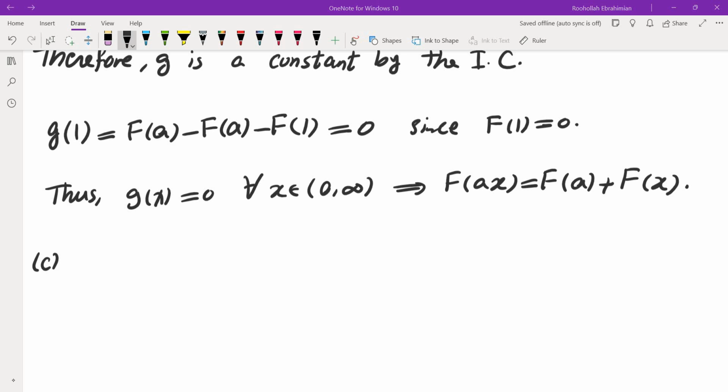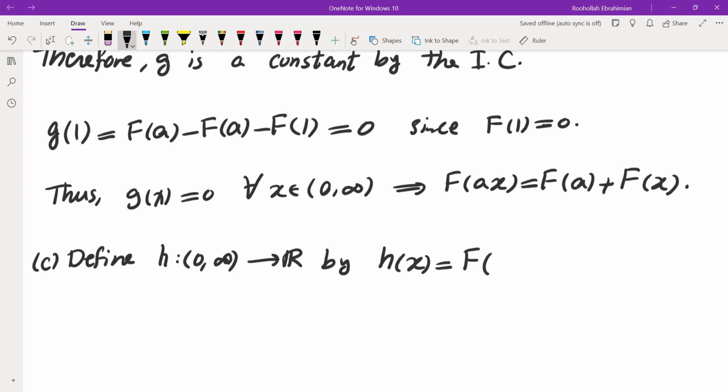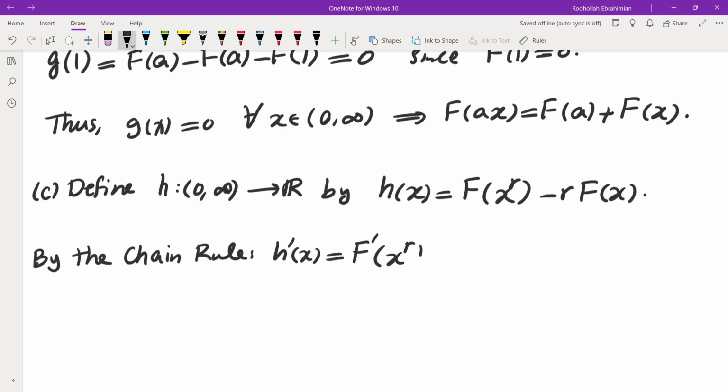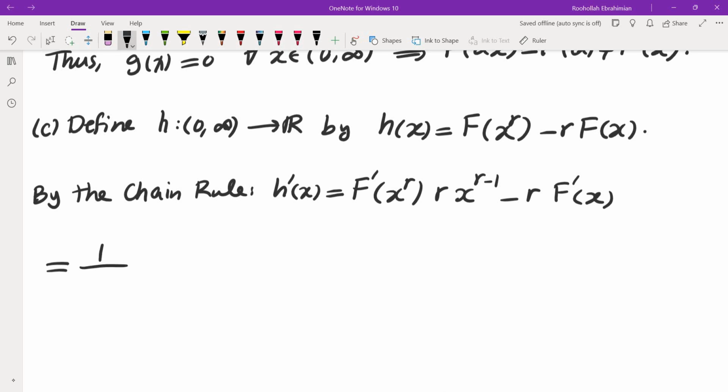So, similar to the previous part of this theorem, define a function. You could use the same G, you could use H. I'm just going to write it down as H just to avoid any confusion. H of X equals F of X to the R minus R F of X. We are going to take the derivative, and of course we need the chain rule. By the chain rule, H prime of X becomes F prime of X to the R, derivative of inside, R X to the power of R minus 1, minus R F prime of X, which is equal to 1 over X to the R, R X to the power of R minus 1, minus R times 1 over X.